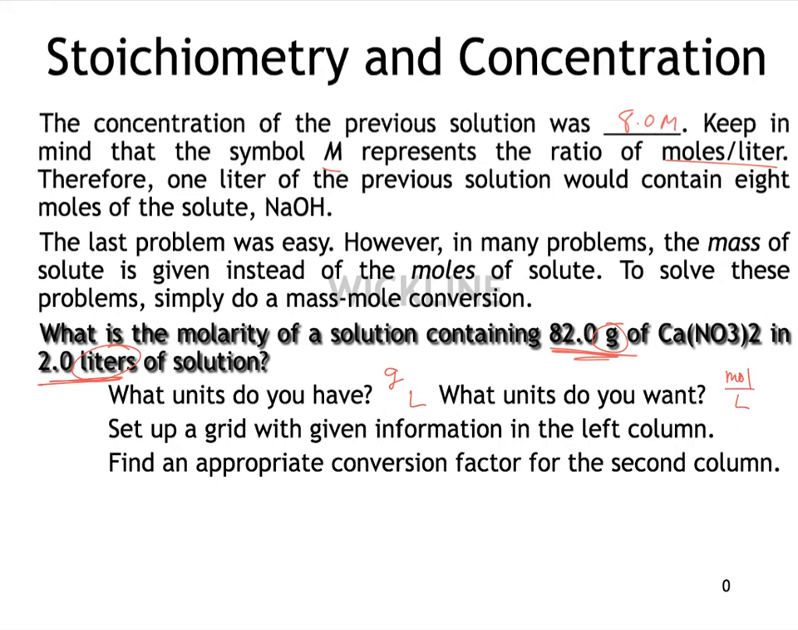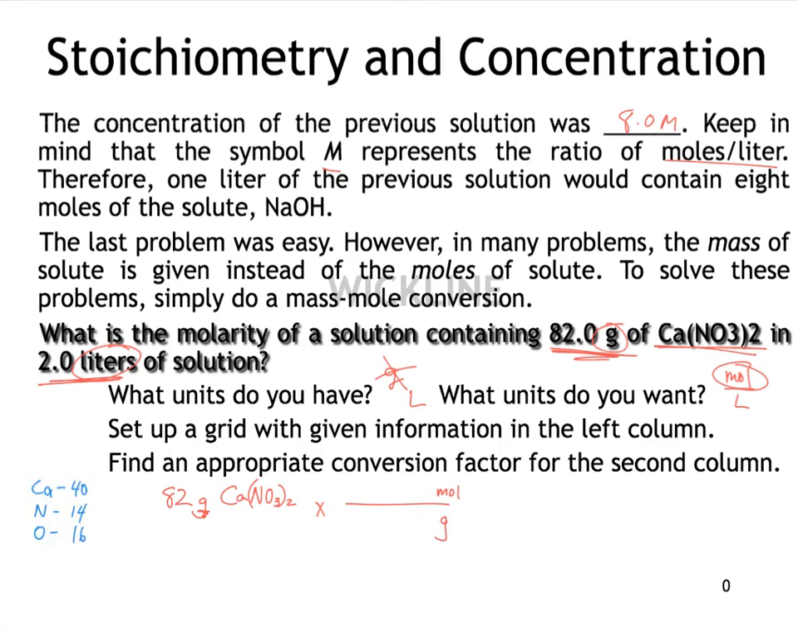So let's set up a grid with given information. The given information is going to be 82 grams of calcium nitrate. All right, so we're going to multiply this by a conversion factor. Now the bottom, or the denominator of this conversion factor really needs to have grams in it, because we're going to cancel the grams out, because we don't want this guy anymore, we want this guy, we want moles. So I put grams in the denominator and I'll put moles in the numerator, because grams per mole is a gram formula mass. And we can easily find the gram formula mass of calcium nitrate with just some basic chemistry skills. I'll set up a table for that now.